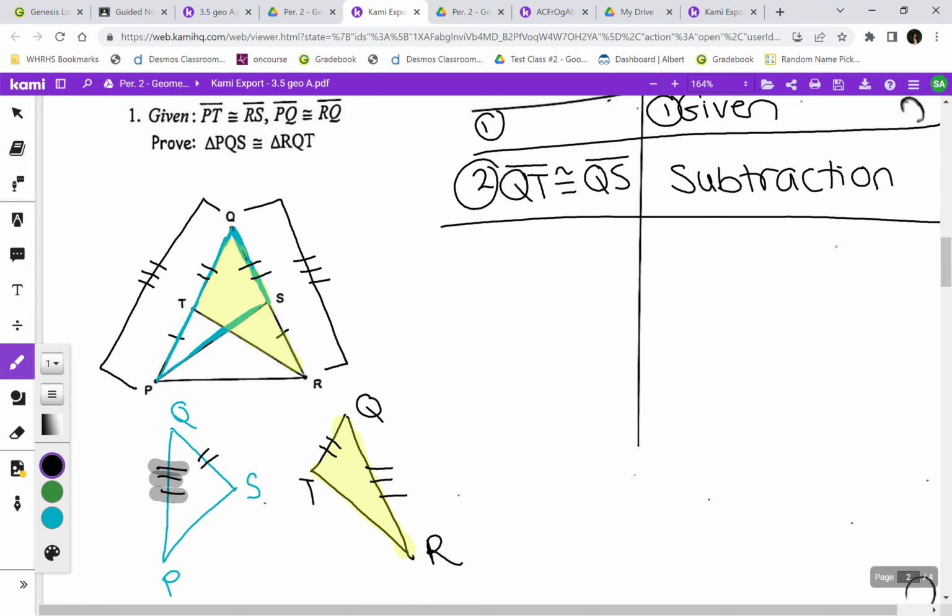Does anybody see something reflexive? Emily? Angle Q. Isn't that the same exact angle Q in both triangles? Yeah. So we're going to say angle Q is congruent to angle Q, reflexive.